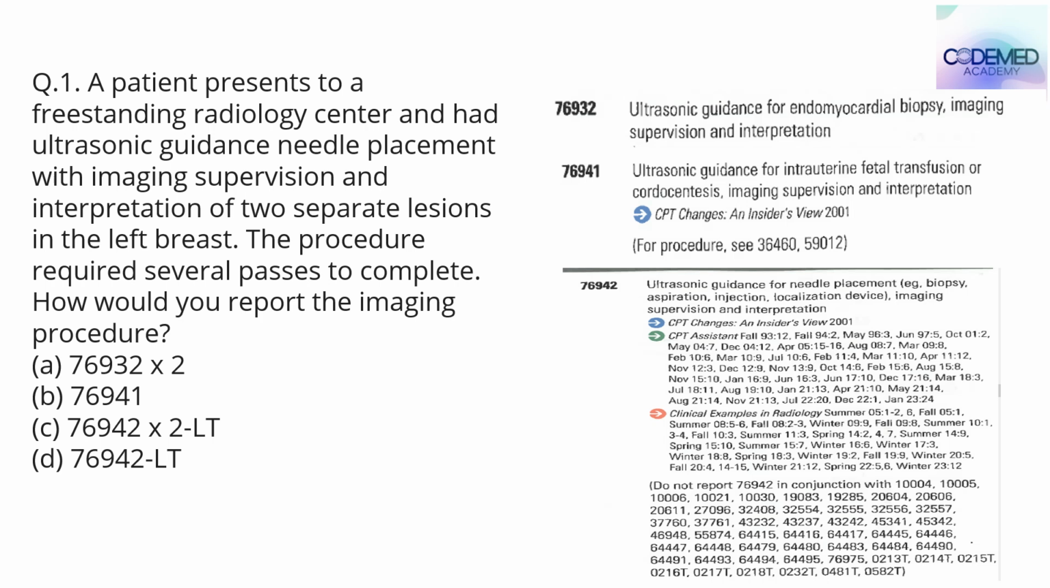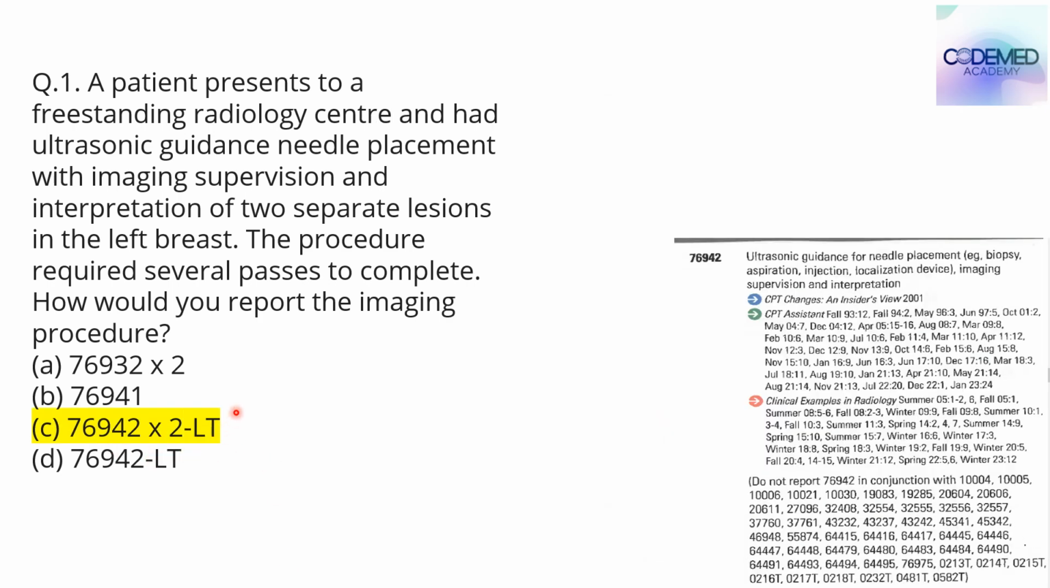So 76932 is ultrasound guidance for the endomyocardial biopsy. 76941 is ultrasound guidance for the intrauterine fetal transfusion. And 76942 is ultrasonic guidance for the needle placement, imaging supervision and interpretation. So I think 76942 is the right code. Now, A and B go away; between C and D, tell me the answer. So yes, 76942 times 2 is the correct answer.